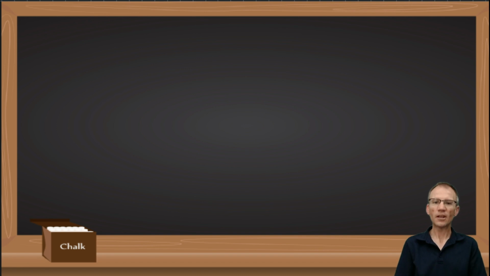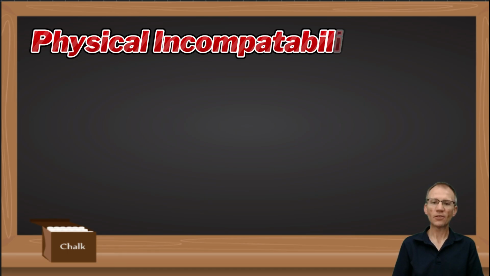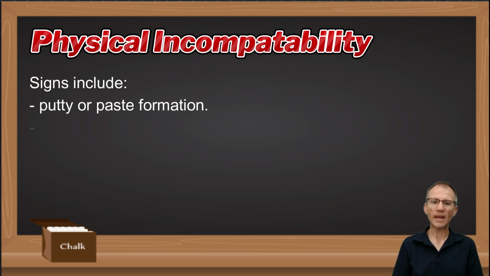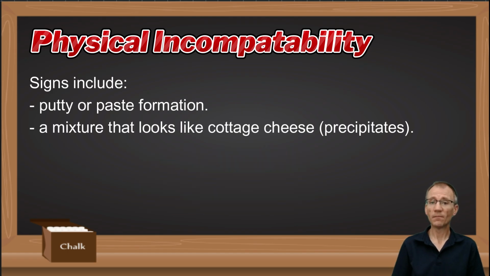I just want to take another moment to talk about physical incompatibility and chemical incompatibility. Starting with physical incompatibility, you need to understand that the signs include a formation of a putty or a paste, or a mixture that looks like cottage cheese or precipitates. Now, when you look at pesticides in the future and you see either one of these, you're going to understand exactly what's happening, that this is a physical incompatibility.